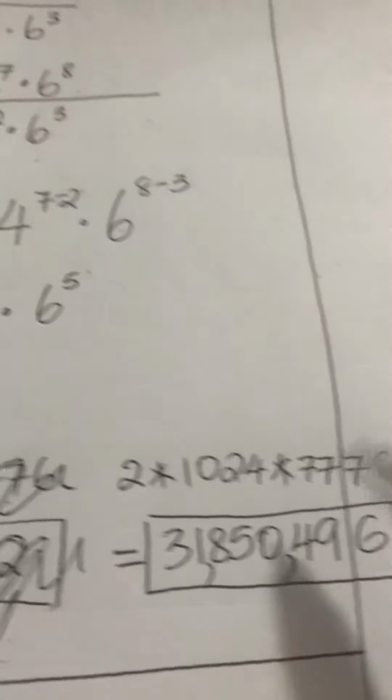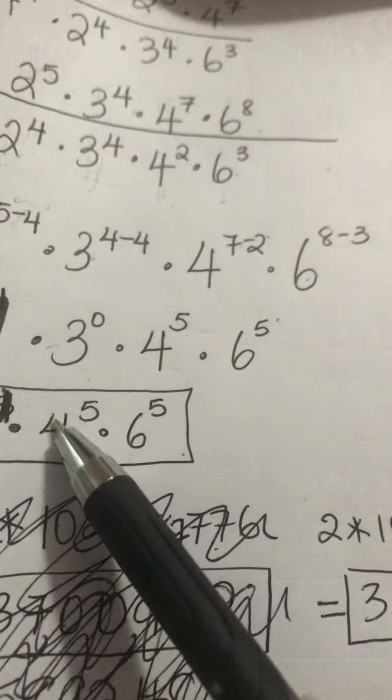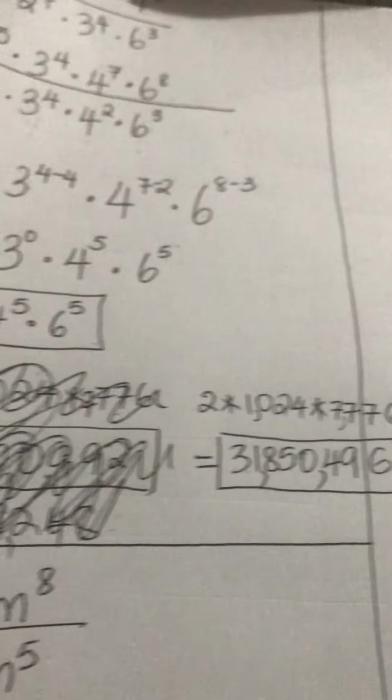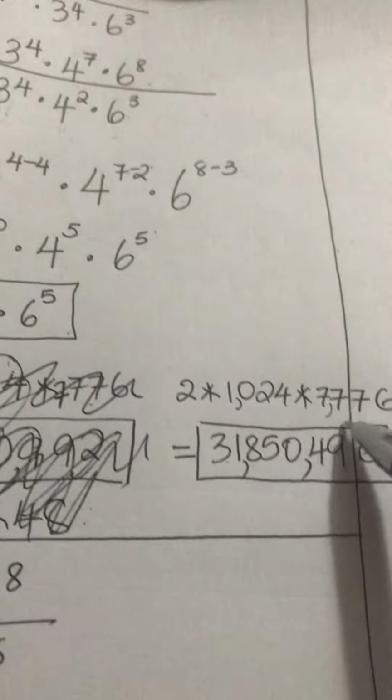So 2 to the 1st power becomes 2. 4 to the 5th power becomes 1024. And 6 to the 5th power becomes 7,776. Okay? When I multiply these three values, I got 31,850,496.